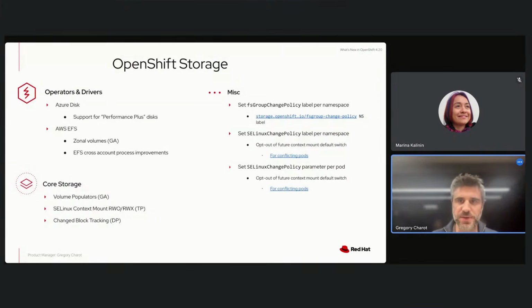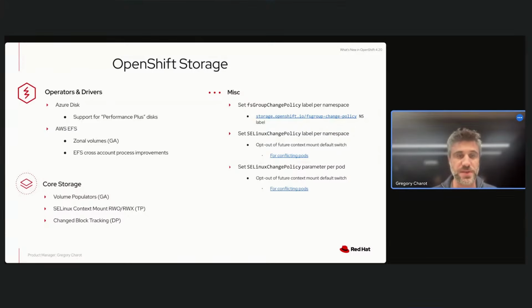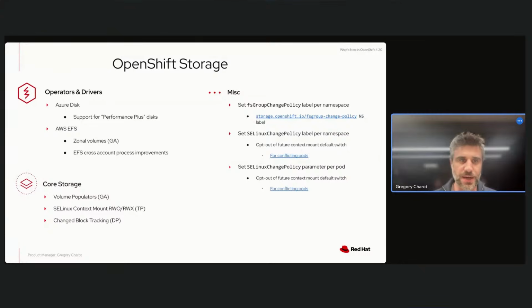So, let's start our storage update with CSI driver improvements. In 4.20, we added support for Azure Disk to provision Azure Performance Plus Disk. Feel free to test it. On the EFS side, we added support for one zone file system. This is an EFS storage option that stores data redundantly, but in a single AZ. We also revamped the EFS cross-account documentation, making it easier to follow for both STS and non-STS clusters.